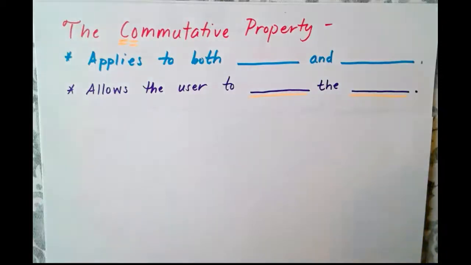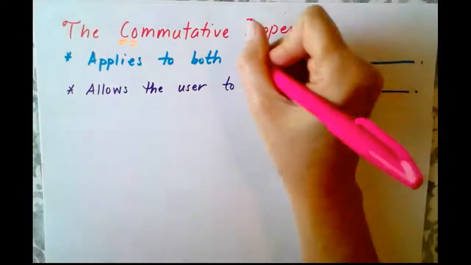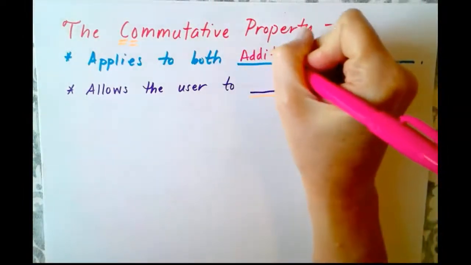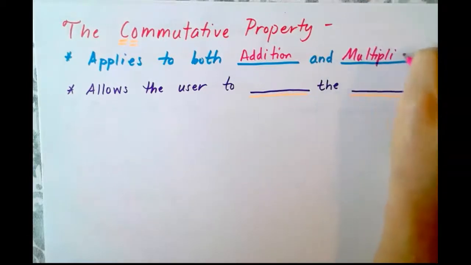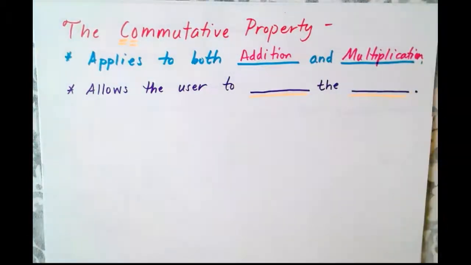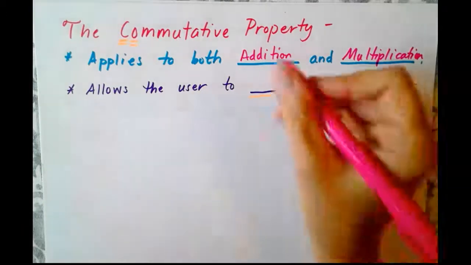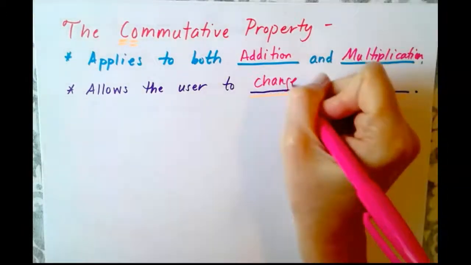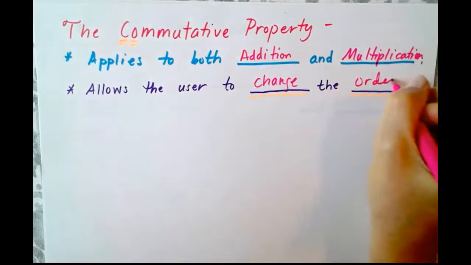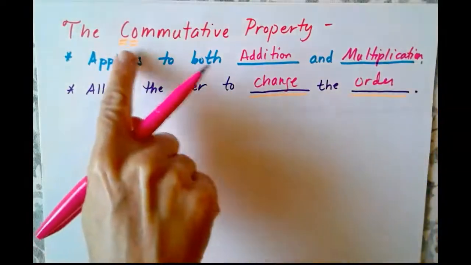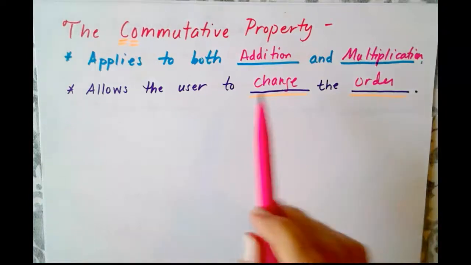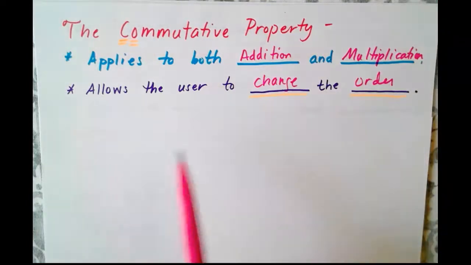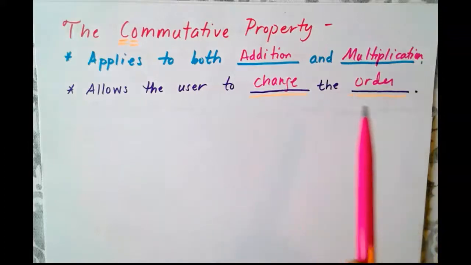It applies to both addition and multiplication. And it allows the user to change the order. That's why I have the C and the O underlined. The commutative property applies to addition and multiplication only, and it allows the user to change the order.